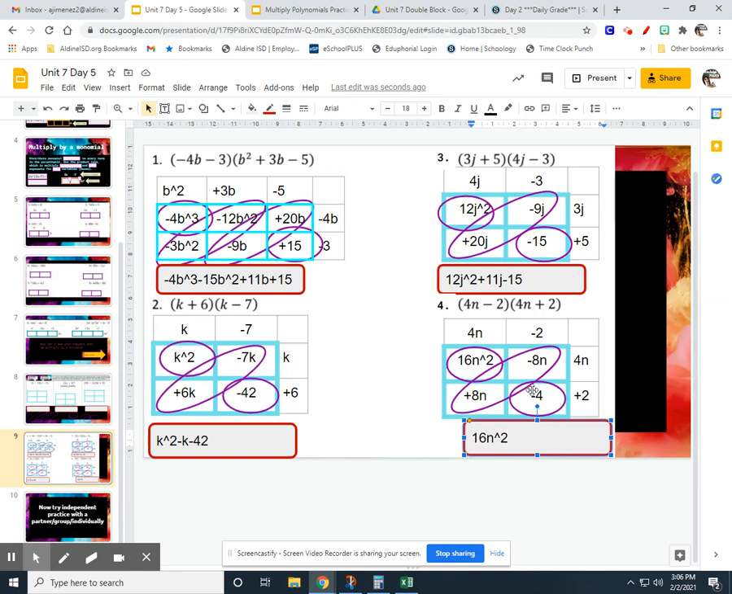That means that there's no n term. When I get 0, there is no n. Okay? When the coefficient is 0, there is no variable. And so I just bring down my constant.